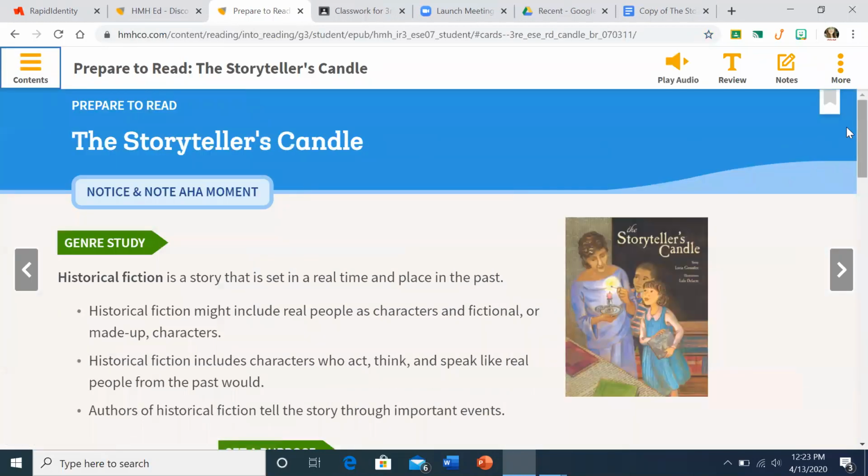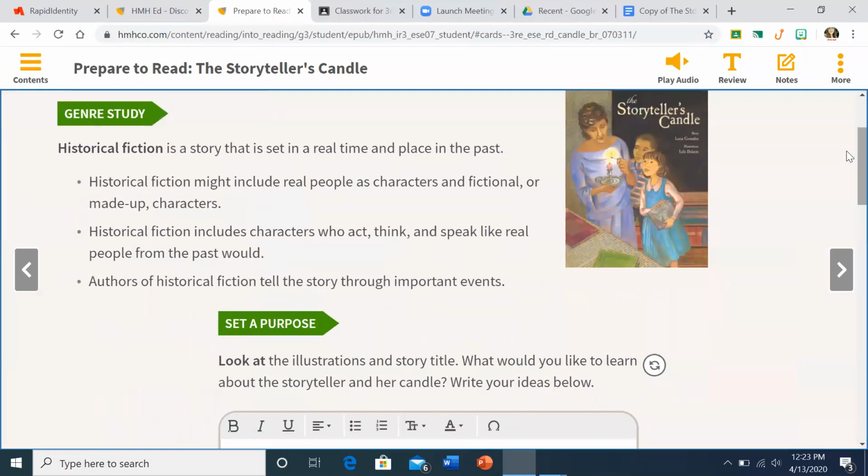Okay, like I said before, the Storyteller's Candle is historical fiction. It's set in a real time and place in the past. It could include real people or fictional made-up characters or a little bit of both. Historical fiction includes characters who act, think, and speak like real people from the past. And authors of historical fiction tell the story through important events.